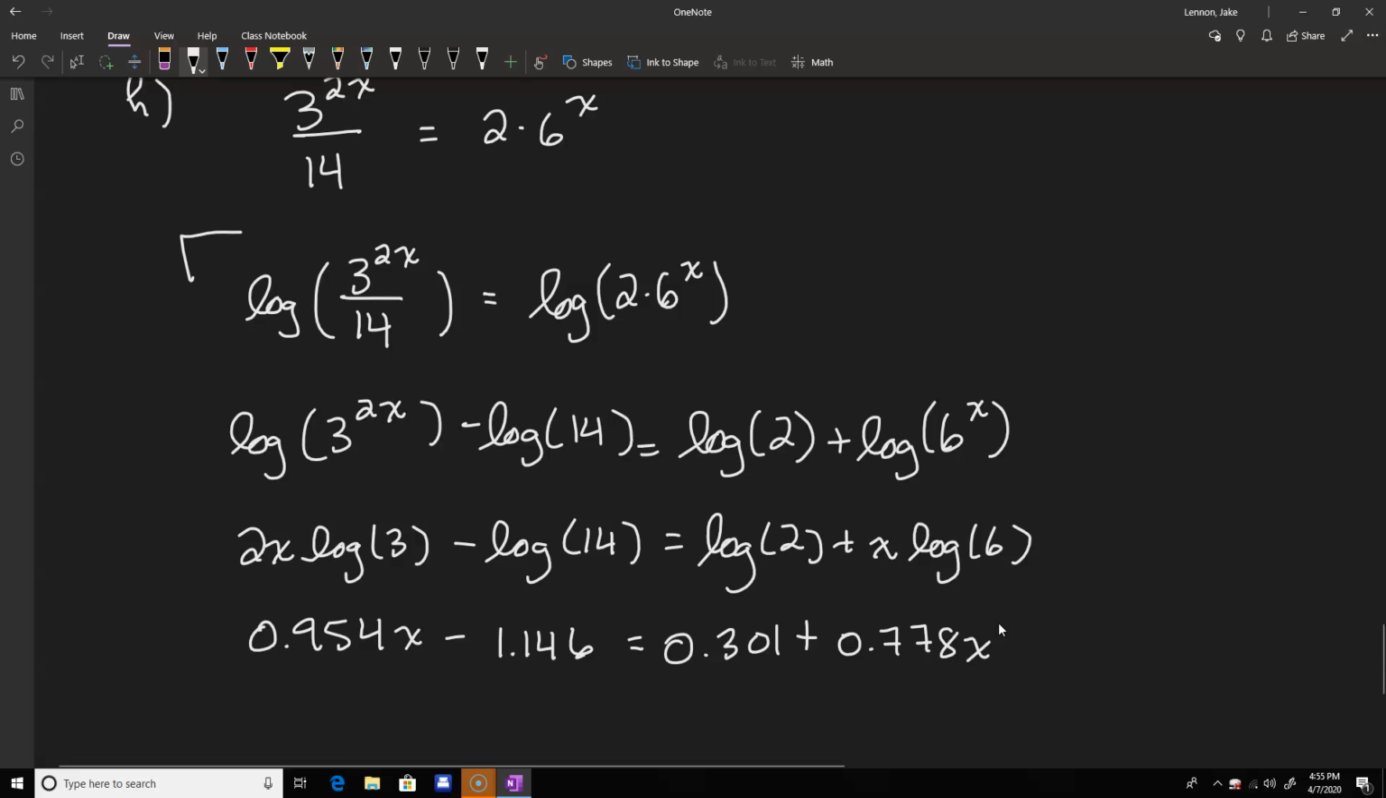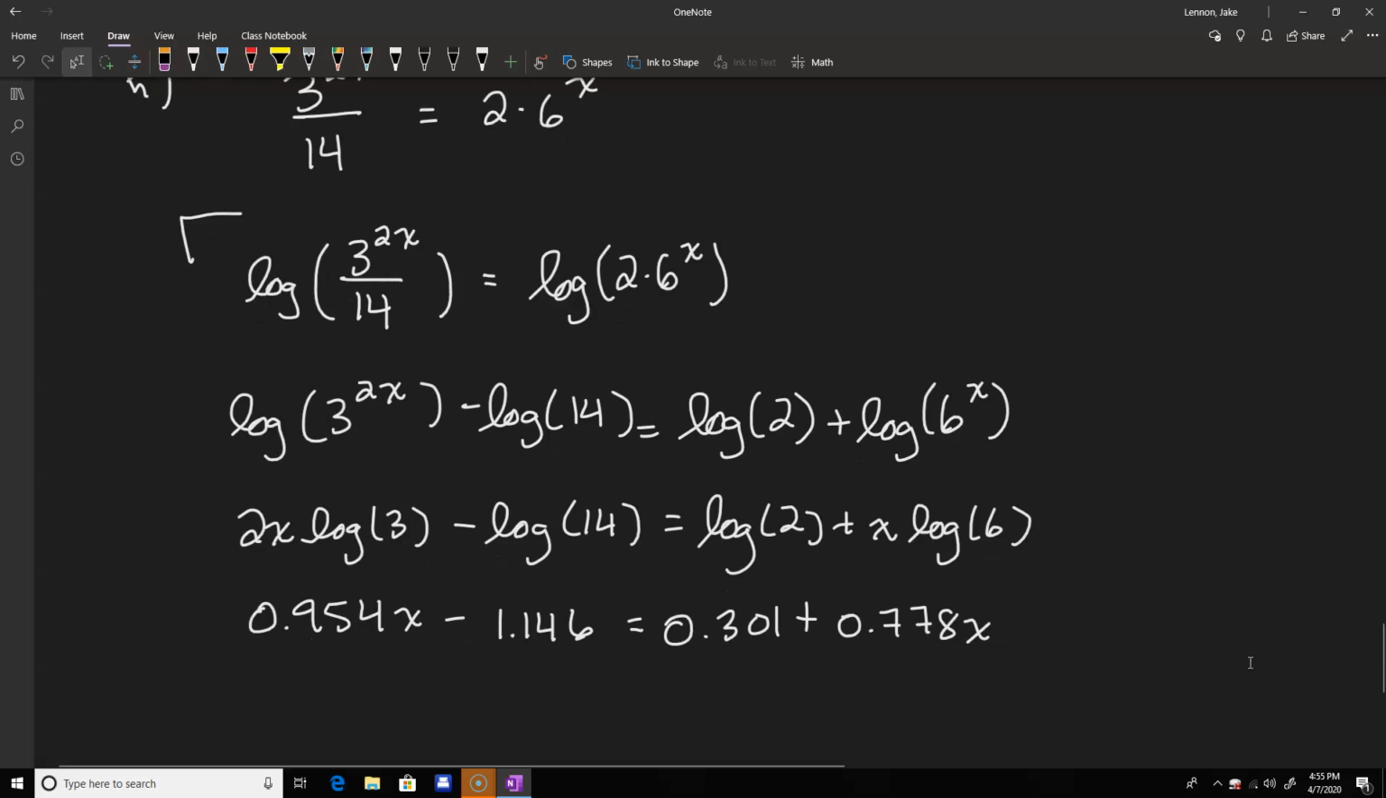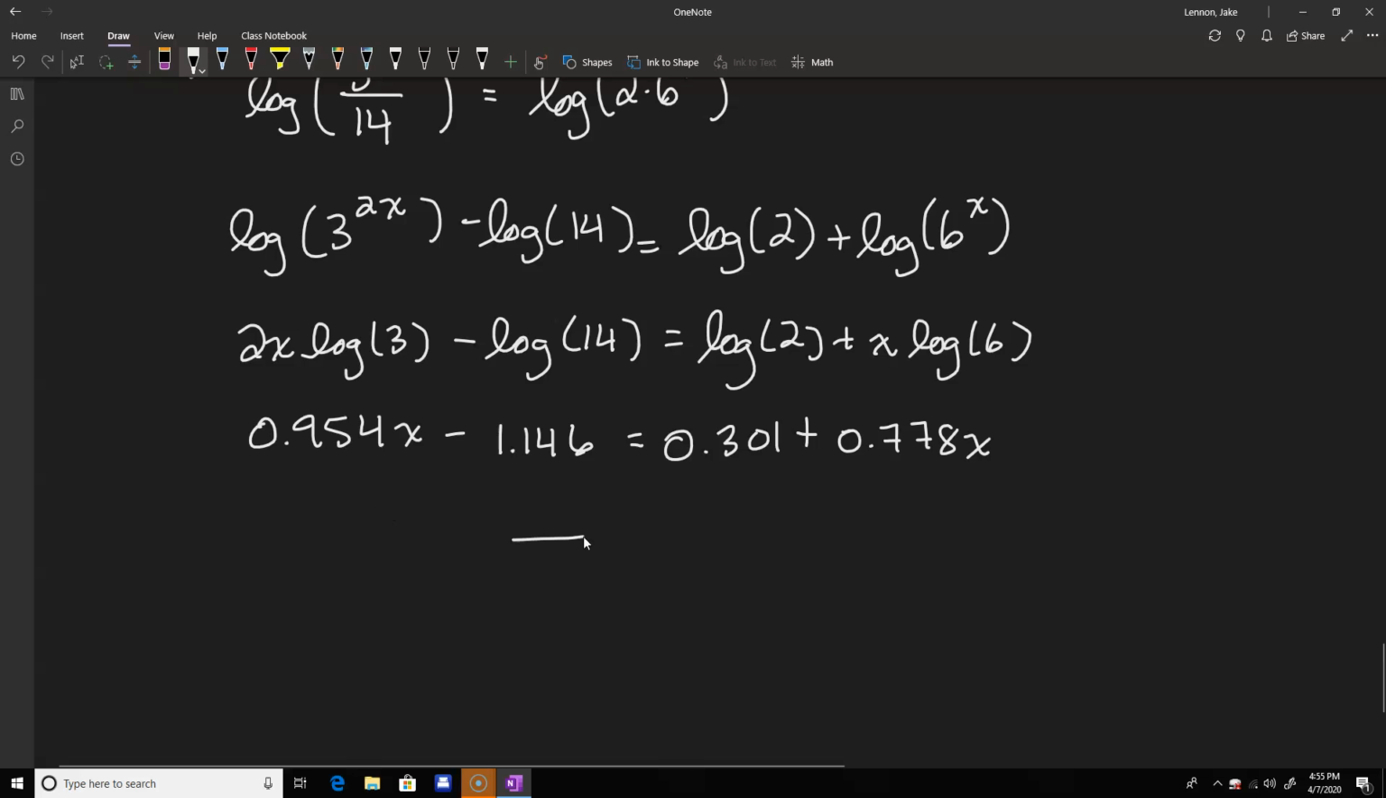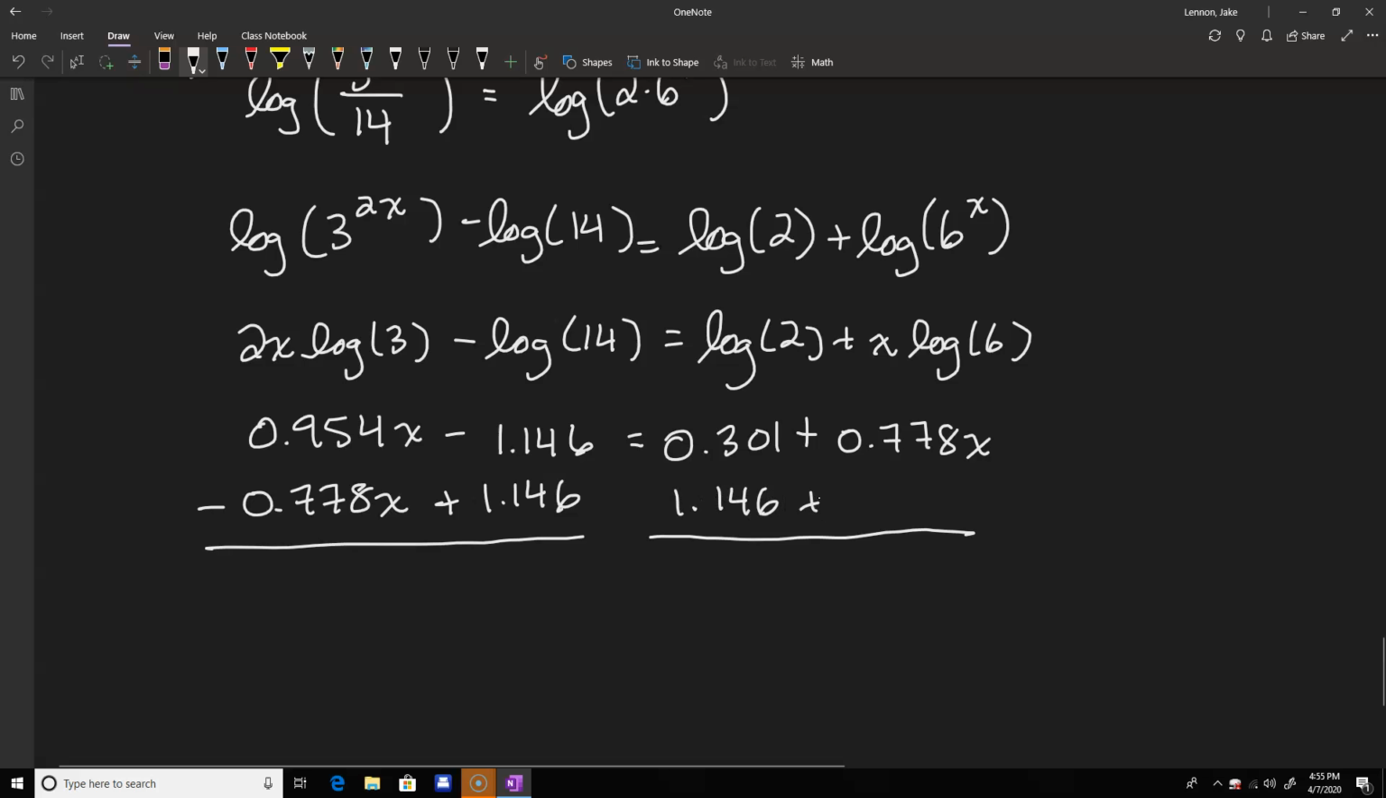Then we just have a linear equation in x again. So let's go ahead and move the x's to the left. So we want to subtract 0.778x, leaving 0.176x, and then we want to move the regular numbers to the right, so we'll add 1.146 and do the same on the right hand side: 1.146 plus, actually we're subtracting, the 0.301.